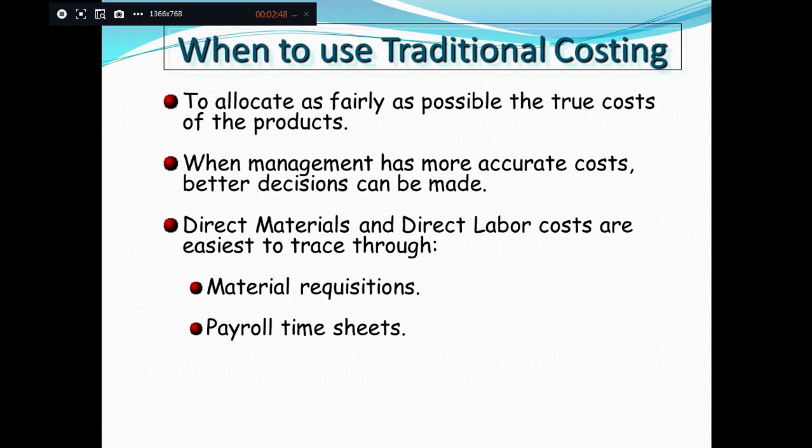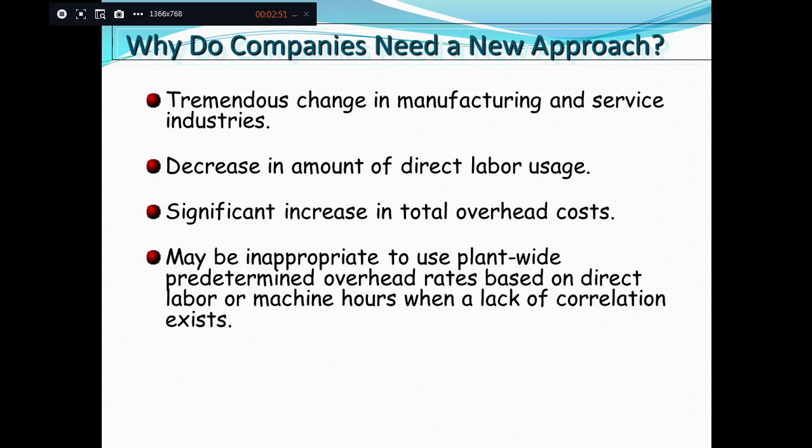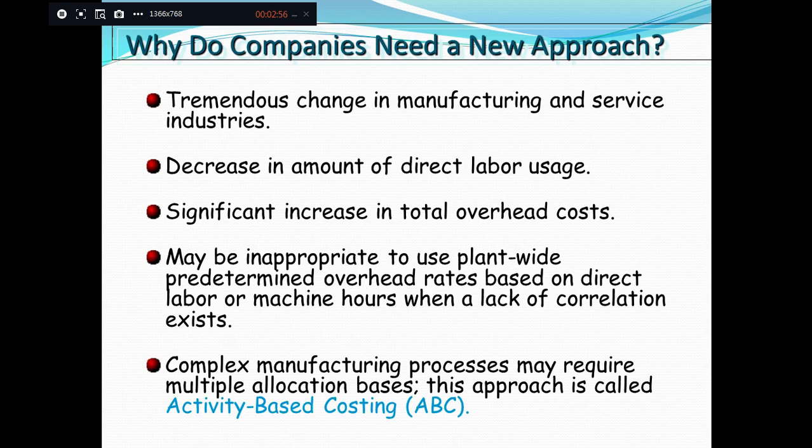So why do we need to follow the new approach? This is the activity based costing. Why do we need to use activity based costing? First, there is a change in the manufacturing and service industries which requires the new approach, and the other is the decrease in the amount of direct labor usage, and also a significant increase in the total overhead cost, which are also reasons for using the new approach known as activity based costing. Sometimes it may be inappropriate to use a plant wide predetermined cost, which is one single predetermined cost, as done by the traditional costing method.